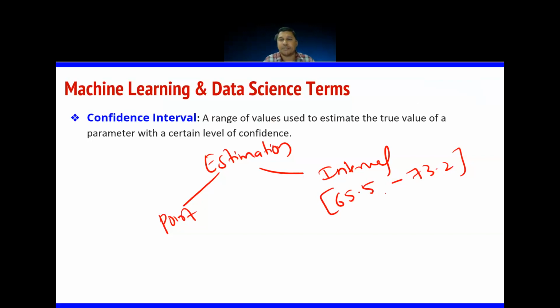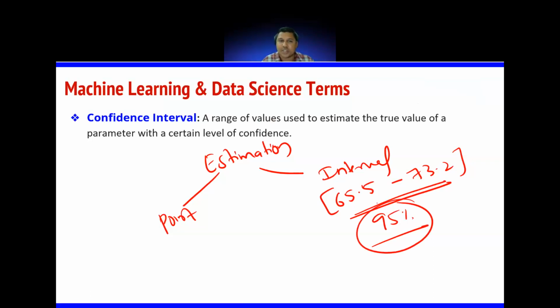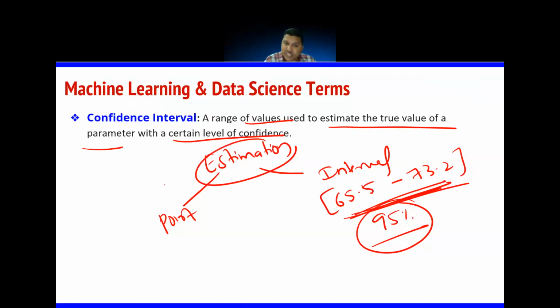Maybe the average weight of students in first year of engineering is this much. For example, I'm making an estimation and giving it in an interval range. So how confident are you that the average weight of students is in this range? 95% confident. Giving an interval with a confidence level is called a confidence interval. It's a range of values used to estimate the true value of a parameter within a certain level of confidence. So I'm 95% confident that it may fall in this range. Doing estimation in intervals is called confidence interval.